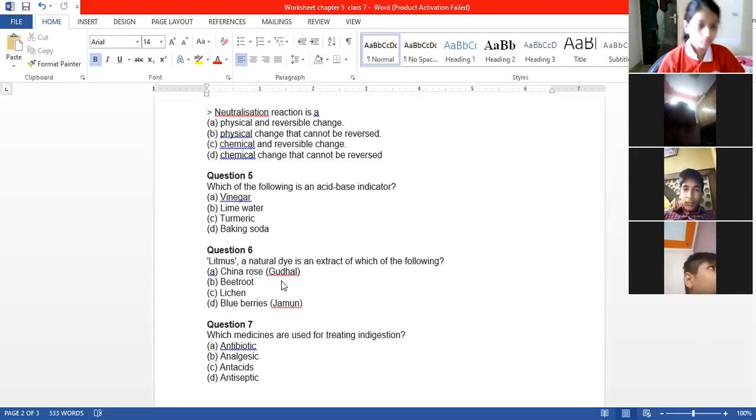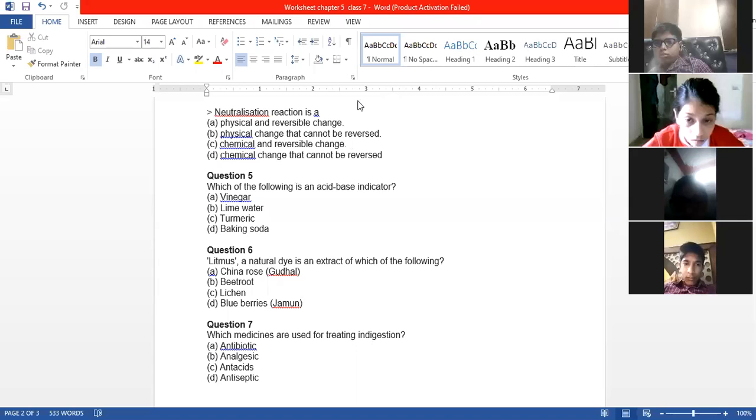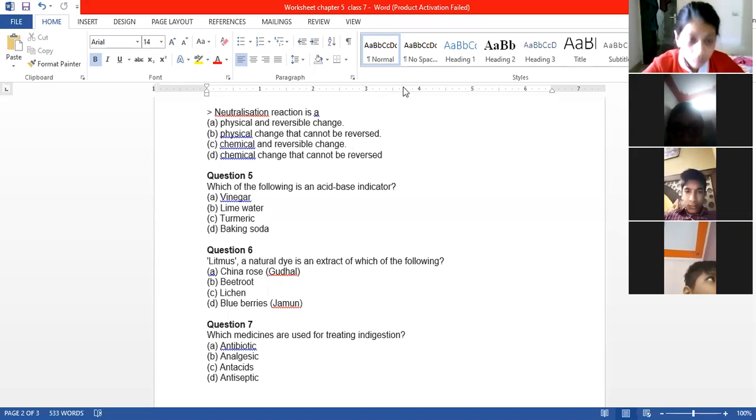Okay. Next, question number 6: litmus is a natural dye. It is an extract of which of the following? I want everybody to raise hand. Okay, Vansh Sharma. Ma'am, option C, lichen. Yes, option C is lichen.